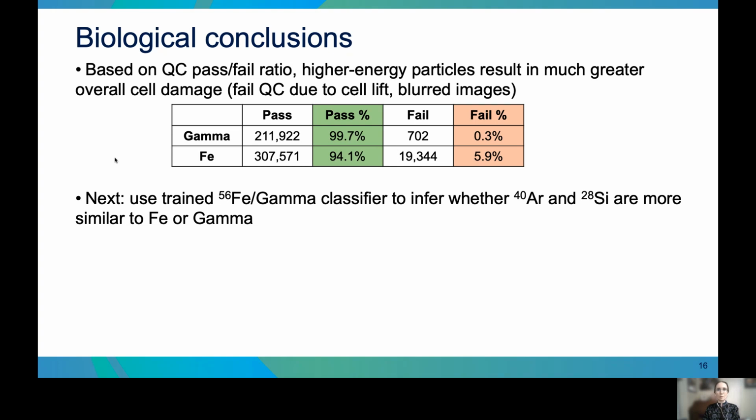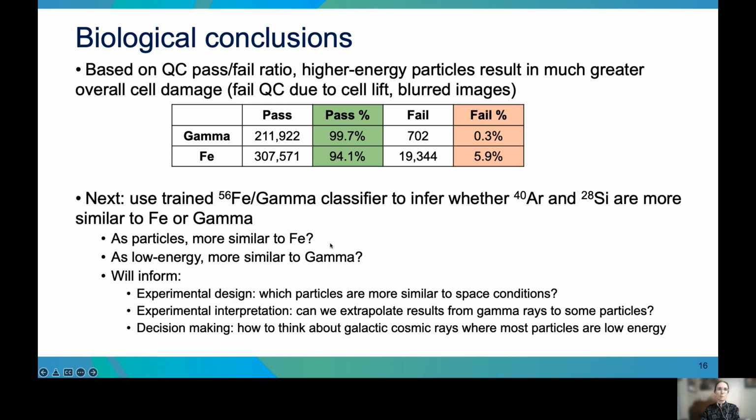The next thing that we want to do is go back to the data set and take the argon and the silicon particle exposure data, which are higher energy than gamma but lower energy than iron, and we want to see whether they're more similar to iron or whether they're more similar to gamma. As particles, we might think they'd be more similar to iron, but as low energy, they might be more similar to gamma. So this will inform future experimental design, experimental interpretation, and then decision making. How do we think about galactic cosmic rays, where most particles might be lower energy?